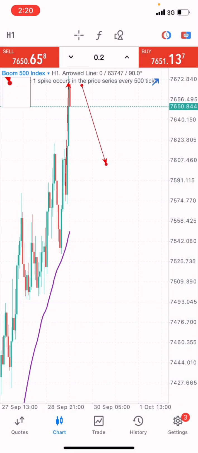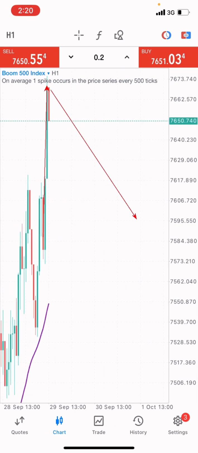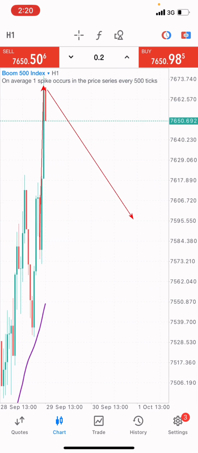The market is going to sell. I hope you understand, guys. I'm making this very easy for you to understand. This market would sell because the market has been buying for a very long period of time.